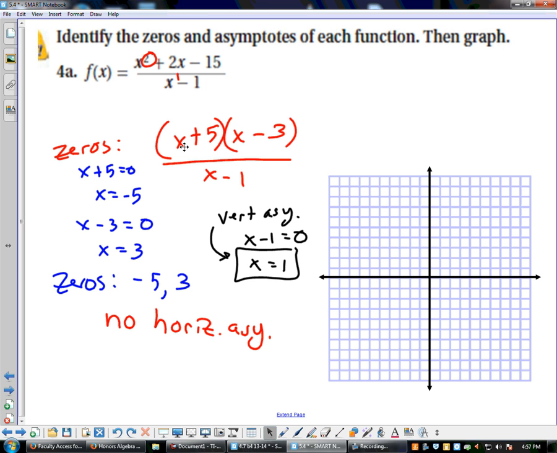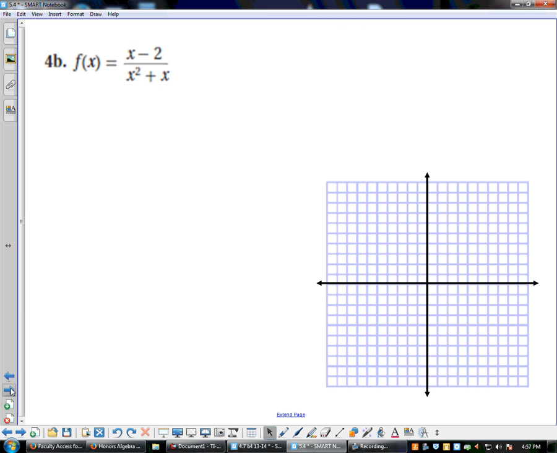All right. Let's move on to another example. How about this one? We have f of x equaling x minus 2 over x squared plus x. And in this case, we would, again, try and find the zeros by setting the numerator equal to 0, and we get x equals 2. So there's only one zero of the function, and that's at 2.